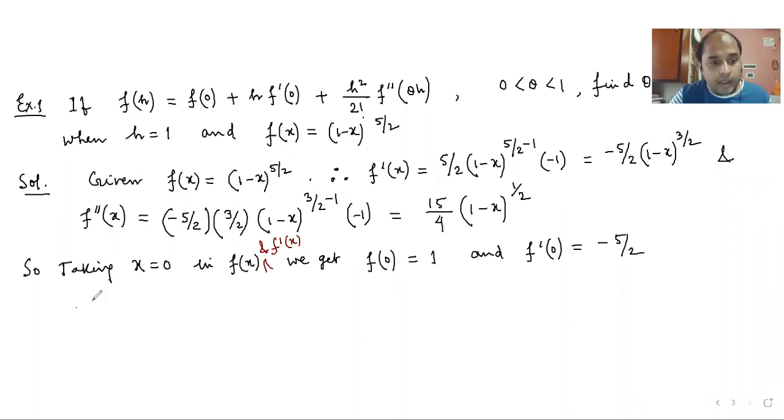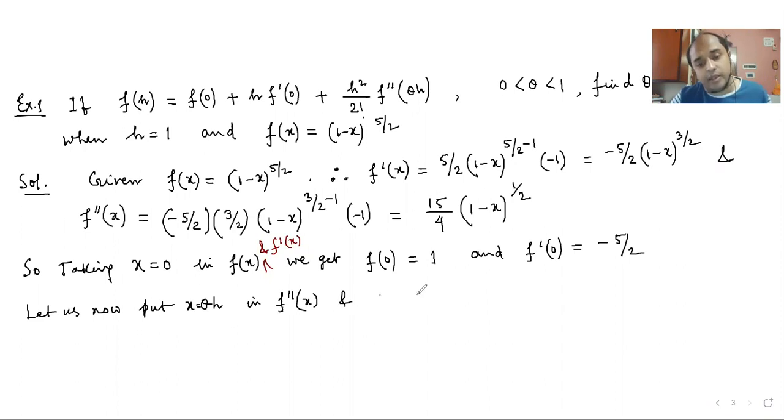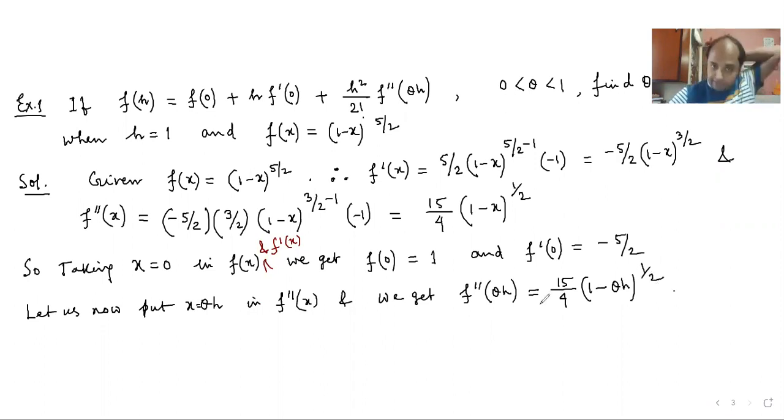So f double dash, let us now put x equal to theta h in f double dash x, and we get f double dash theta h, that would be 15 by 4, 1 minus theta h to the power half. Okay, so everything has been obtained.